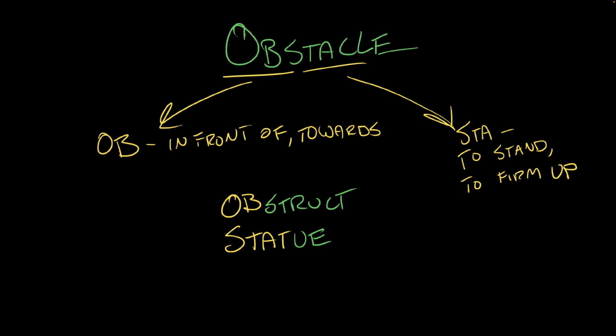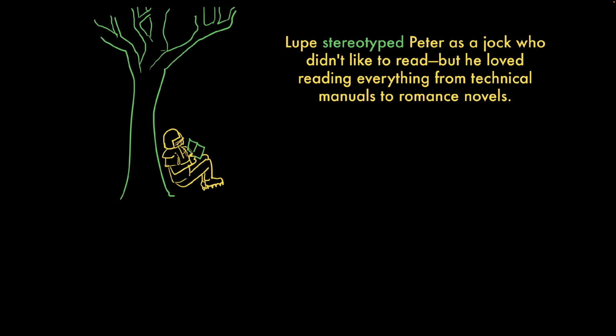Now, let's stand these words up in some sentences. Lupe stereotyped Peter as a jock who didn't like to read, but he loved reading everything from technical manuals to romance novels. Right, she had this assumption that sporty people don't like books. She had a fixed idea about him, which was incorrect.